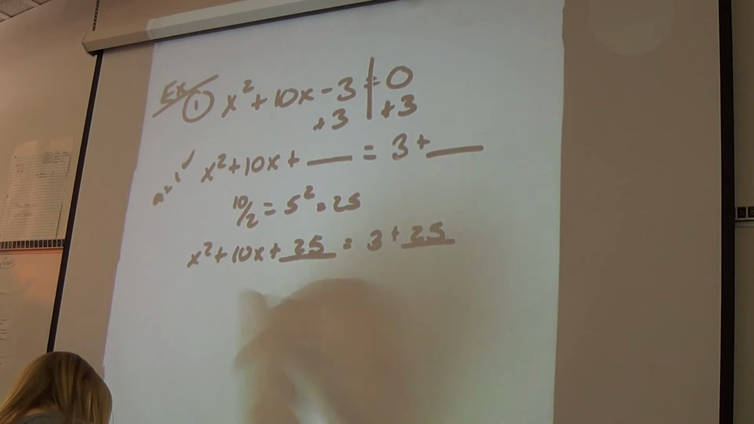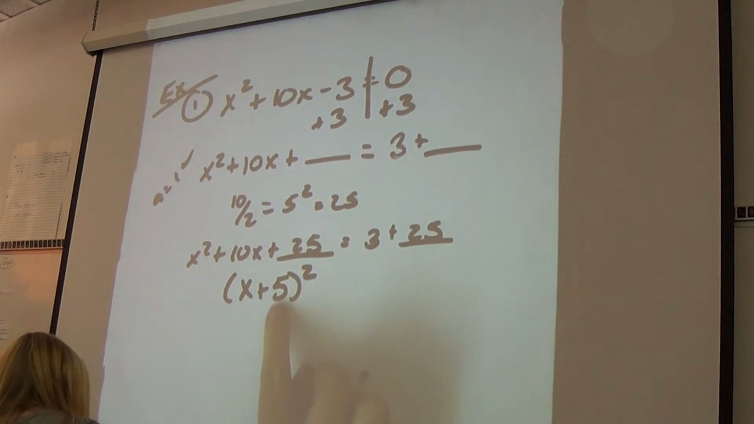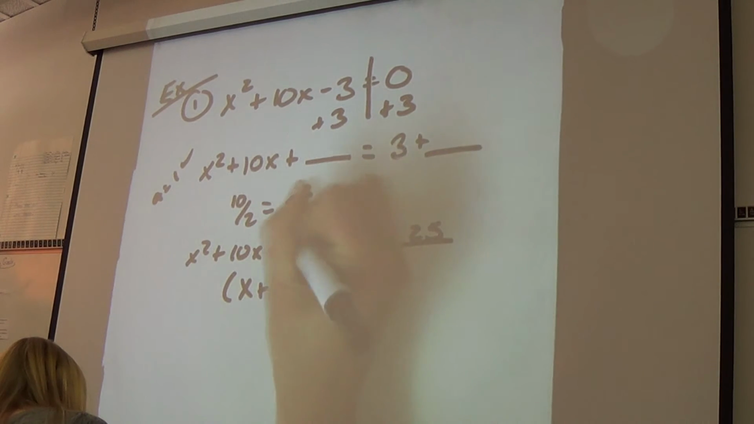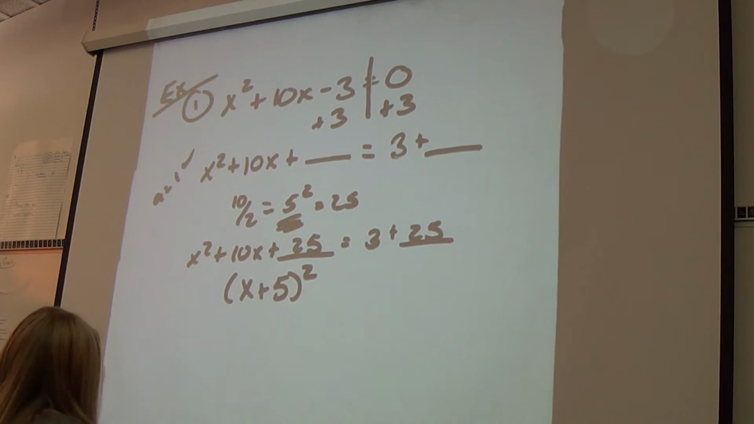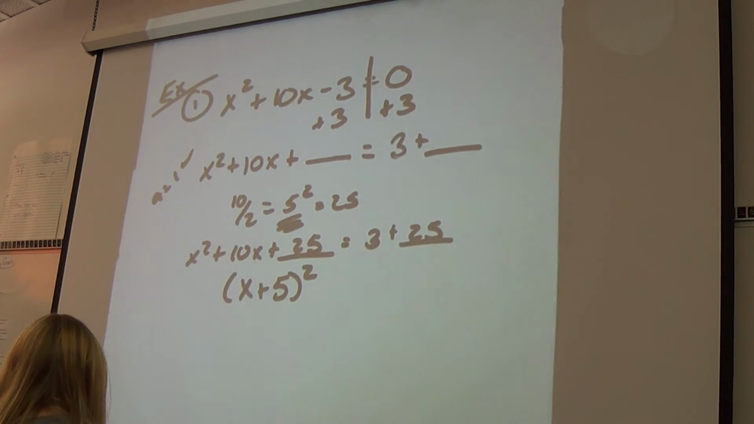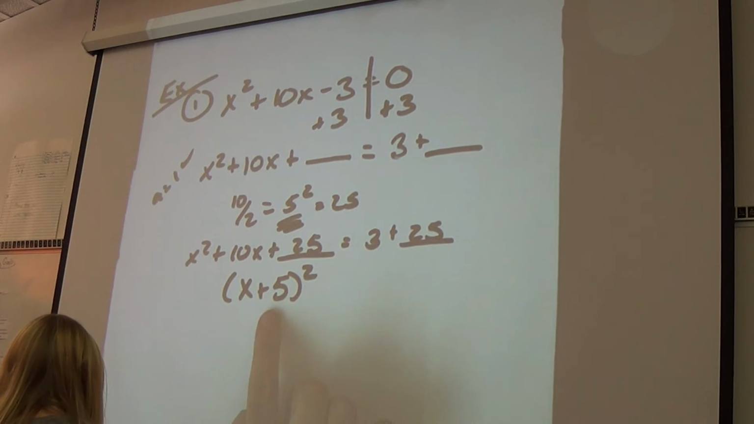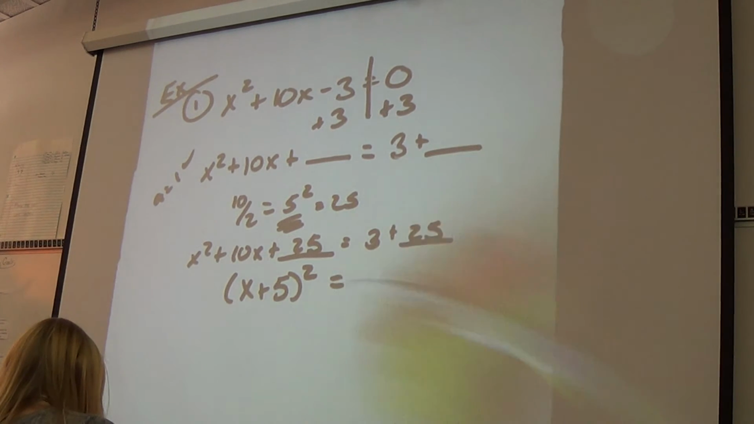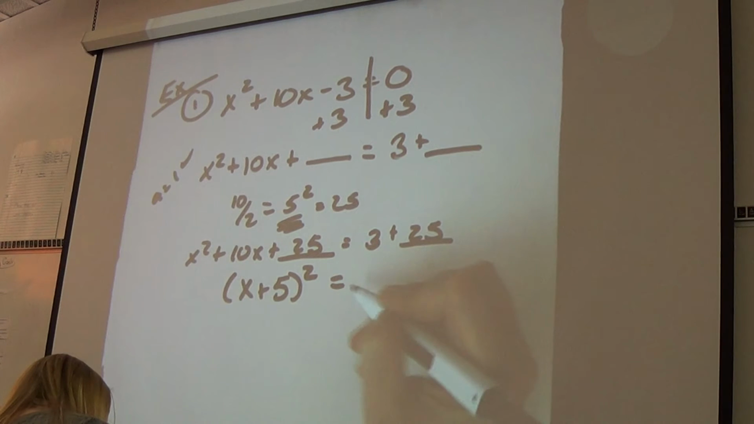You can immediately go from this to x plus 5 squared. Where did I get that 5? That is the number before you square, every time. So you don't have to bother trying to do front times the back, answer the silly question. If you did these 2 steps, it will be that every time. Okay, so remember, pull that number down as your square. On the right-hand side, I got 3 plus 25. That gives me what? 28.